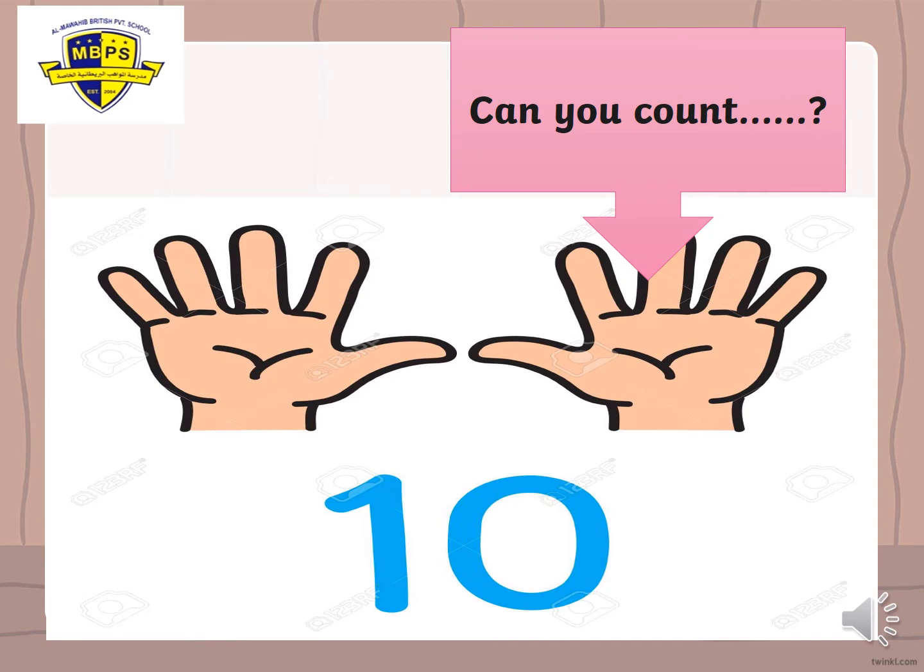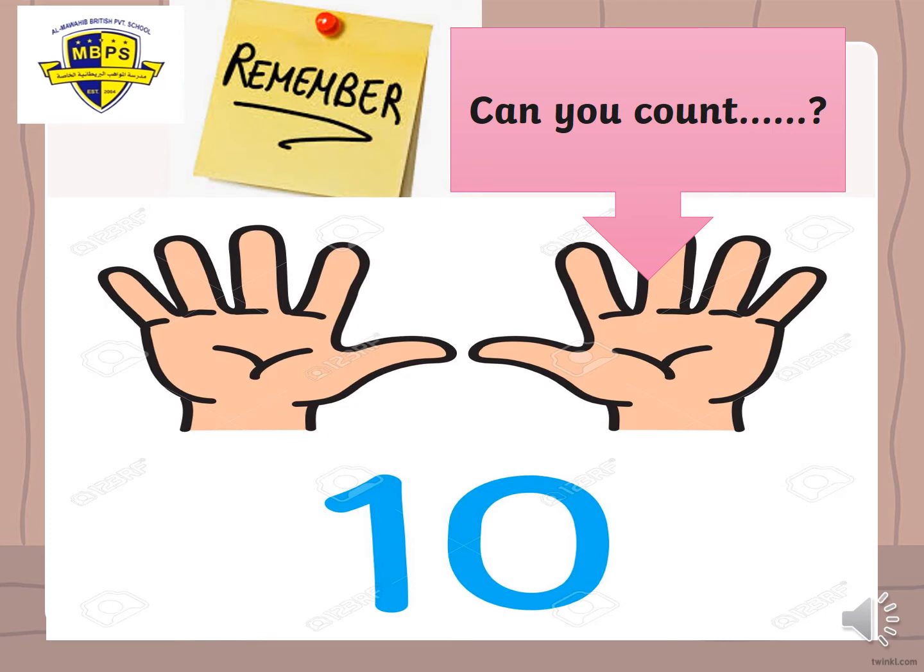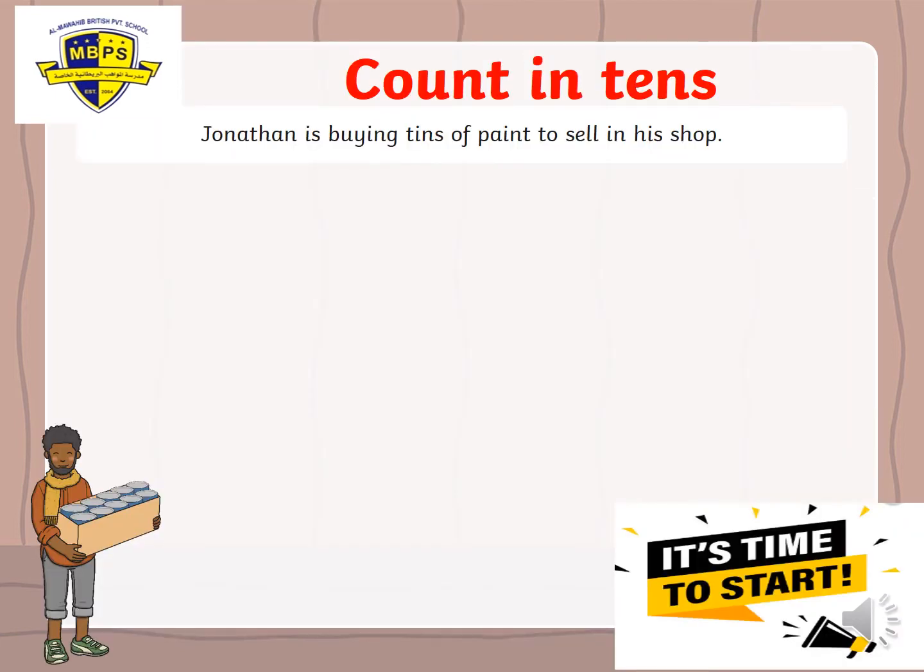As usual, we have to start our lesson with the remember. We have to remember some concepts that we are going to use to learn about the new lesson for today. What do you see in the picture? 10. So can you count in tens? It's time to start. Let's count in tens. Look at Jonathan. He is buying tens of paint to sell in his shop. Let's help him to count the tens of paint in groups of 10. Let's get started.